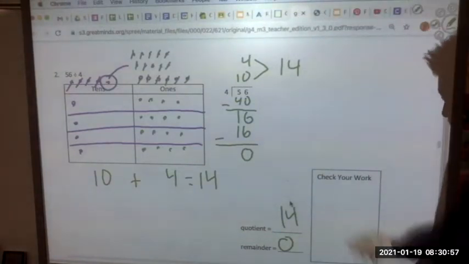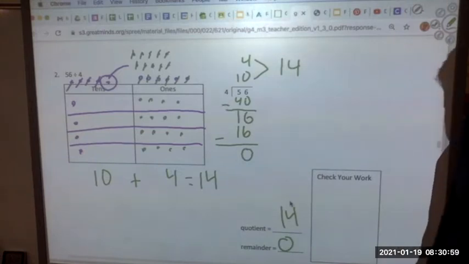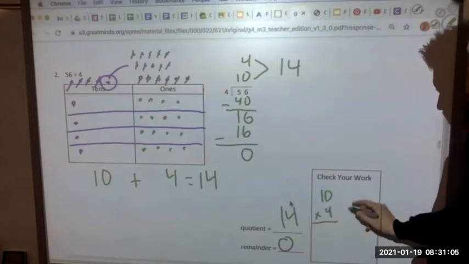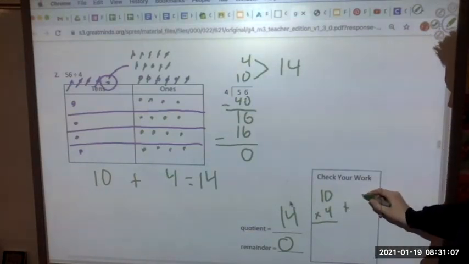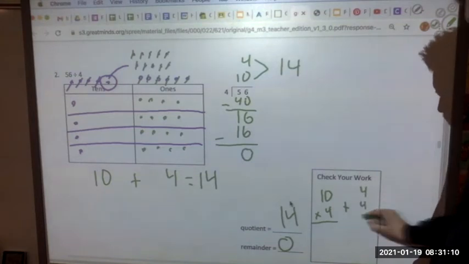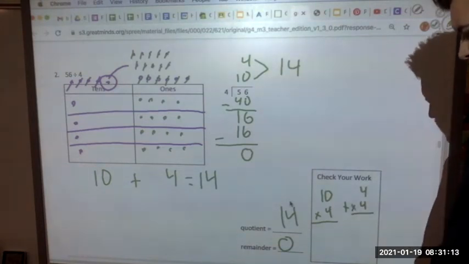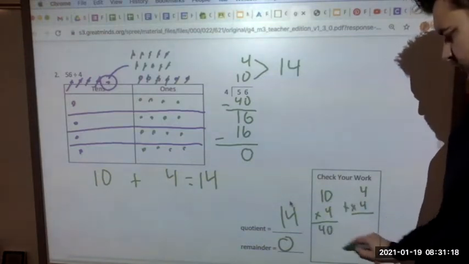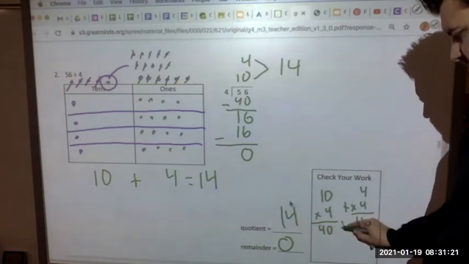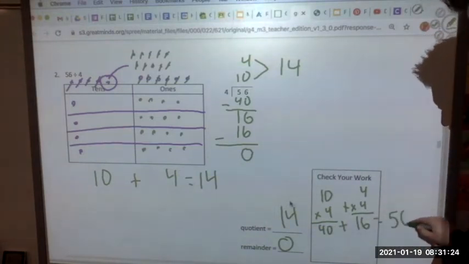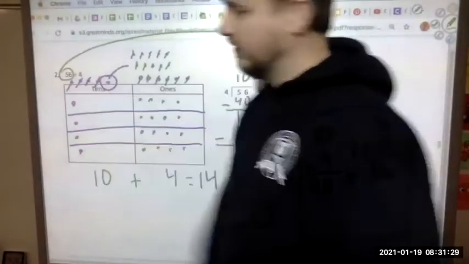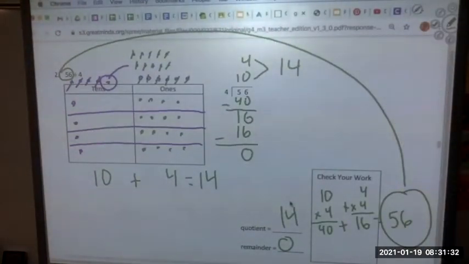Check my work. I don't know my 14 times table, so I'm going to break this problem up into 10 times 4 plus 4 times 4. Now you could check yours however you want. Like I said, pick numbers you know. 4 times 10 is 40. 4 times 4 is 16. Add those up, you get 56, which is the same as my dividend that I started with. Check your work. All right, we're going to move on.